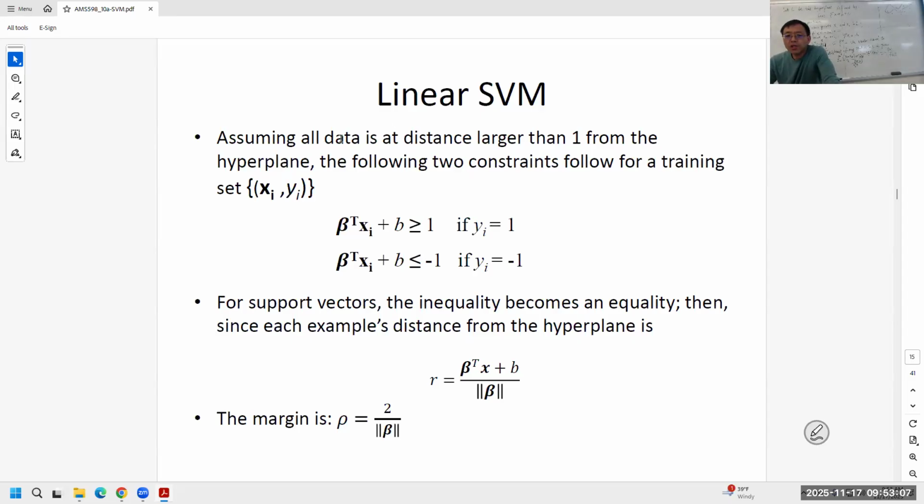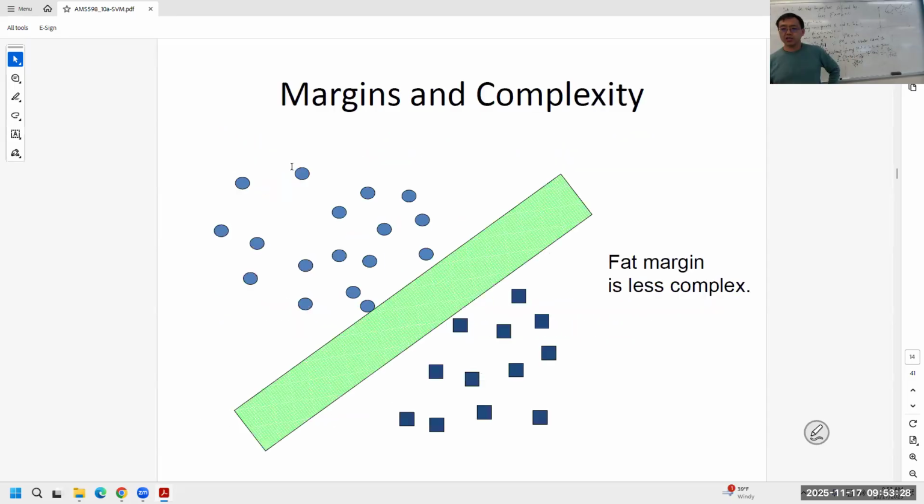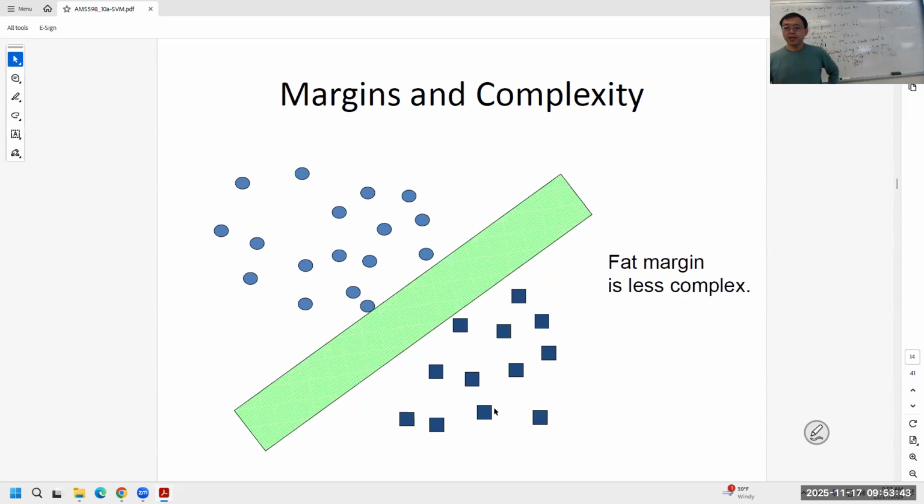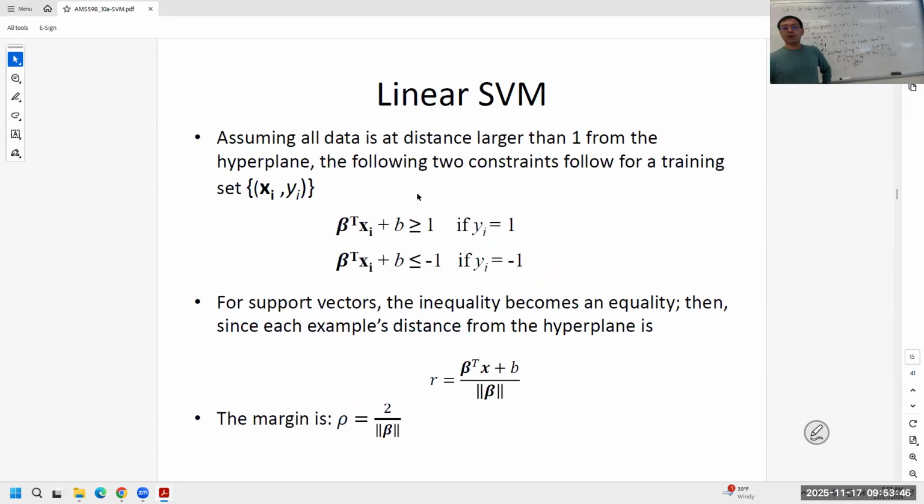Right now, I'm assuming the data for the two groups are perfectly separable, by eye. We're going to generalize later to the case when the data are not perfectly separable and how we can handle it. For now, let's just consider a perfect world. We have two groups, and these two groups can be perfectly separated. What we try to do is find the best separation line, the optimal condition. Now, assume all data points are at a distance larger than 1 from the hyperplane.